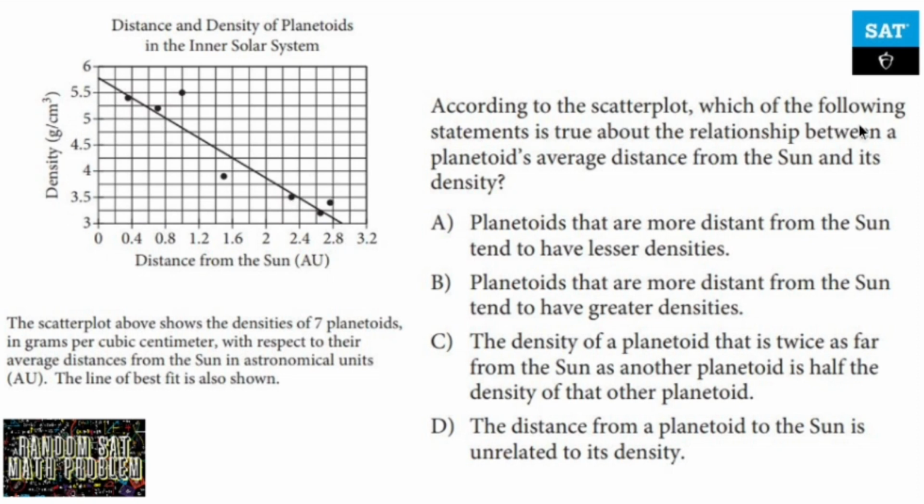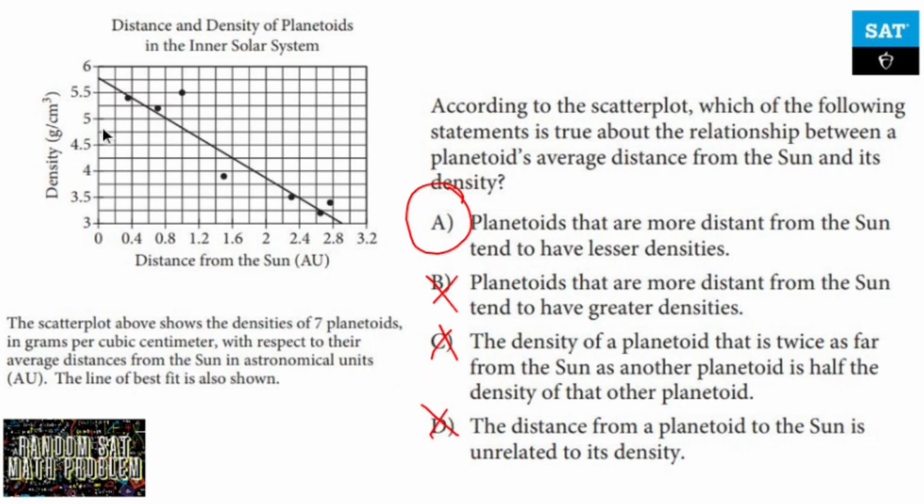According to the scatter plot, which of the following statements is true about the relationship between a planetoid's average distance from the sun and its density? Planetoids that are more distant from the sun tend to have lesser densities. I'm going to go with that. But since I'm paranoid, let me check the others. Planetoids that are more distant from the sun tend to have greater densities. Nope. The distance from a planetoid to the sun is unrelated to the density. That's also not true.